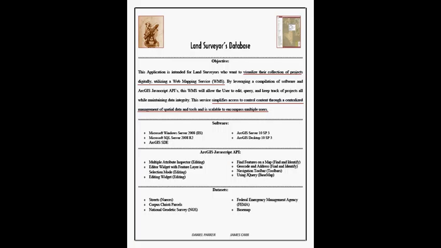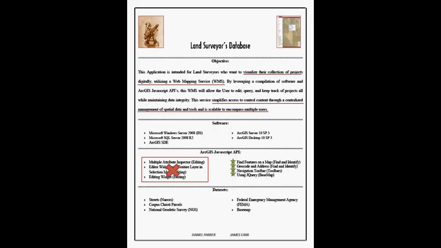The JavaScript APIs that we wanted to use were the multiple attribute inspector, the editor widget with feature layer, and the editing widget. However, after consulting with our professor, he deterred us from using those APIs. So we went with the find features on a map, geocode, navigational toolbar, and the base map.